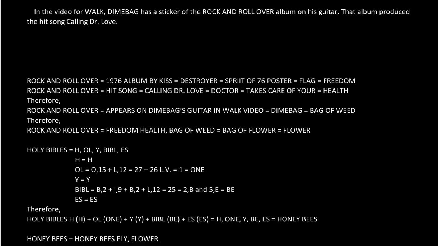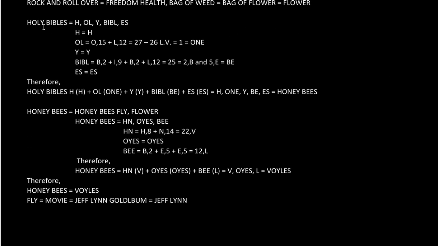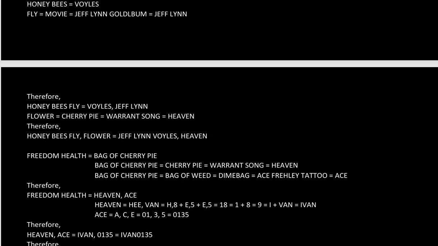So, more Freedom Health. Holy Bibles translates to honeybees. Honeybees fly to flower. Honeybees equals Voiles. Fly equals Jeff Lynne. Flower equals Cherry Pie. Warrant song equals Heaven. Therefore, honeybees fly, flower equals Jeff Lynne, Voiles, Heaven.